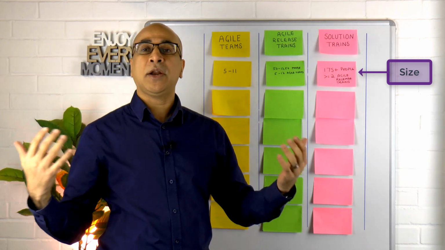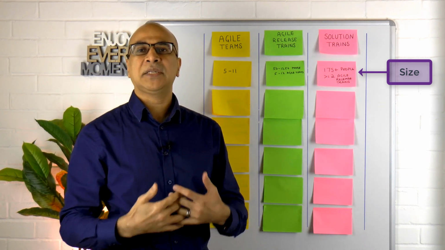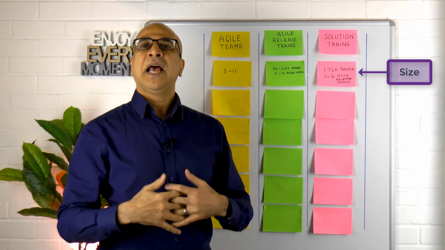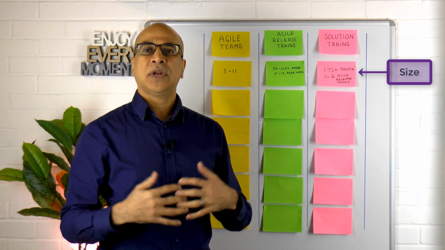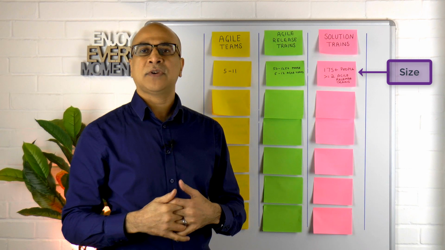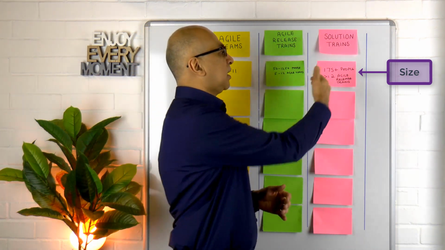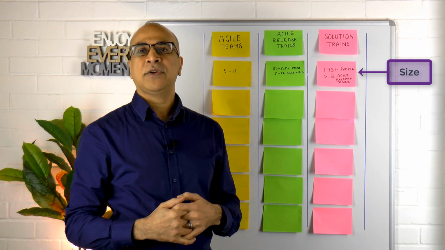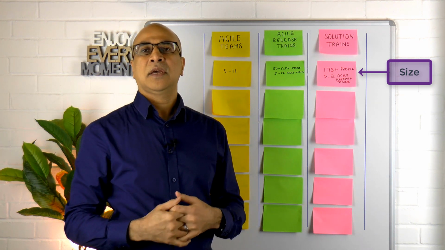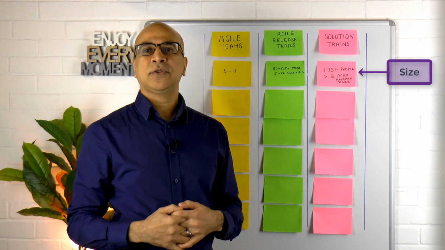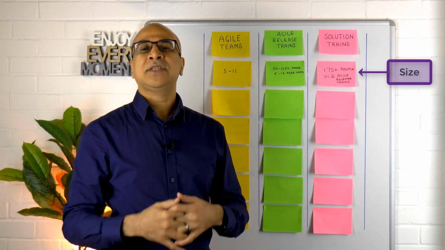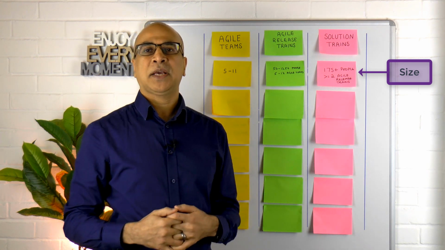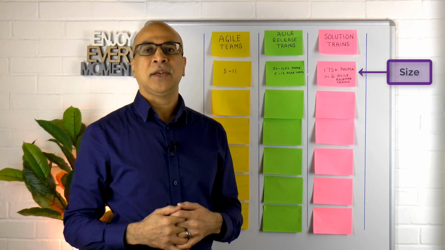Plus, it could be quite a lot larger than that if you've got multiple Agile teams. If you've got multiple Agile Release Trains in there, you could have any number of them. But basically, we're looking at roughly 175 plus individuals on your solution train, with at least 2 plus Agile Release Trains making up your solution train.